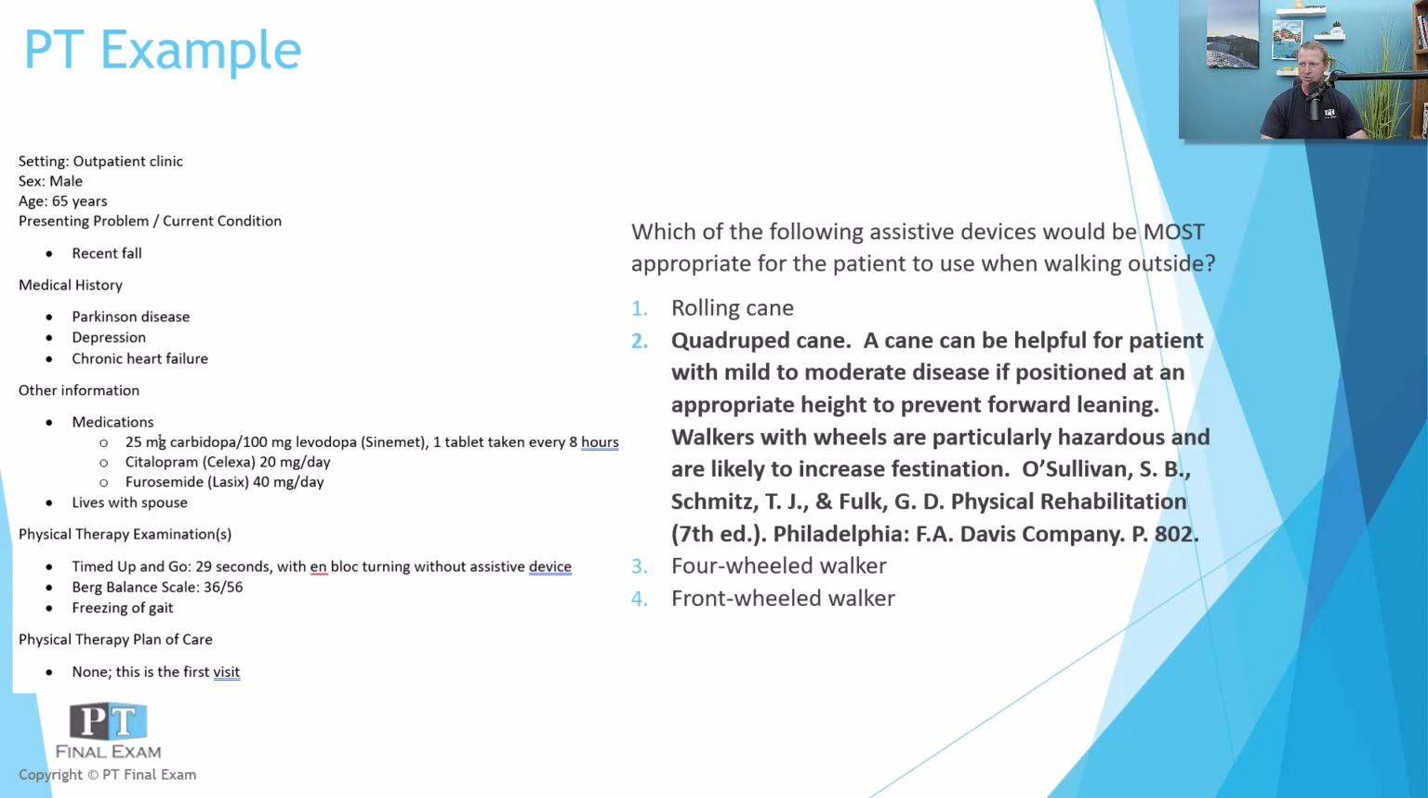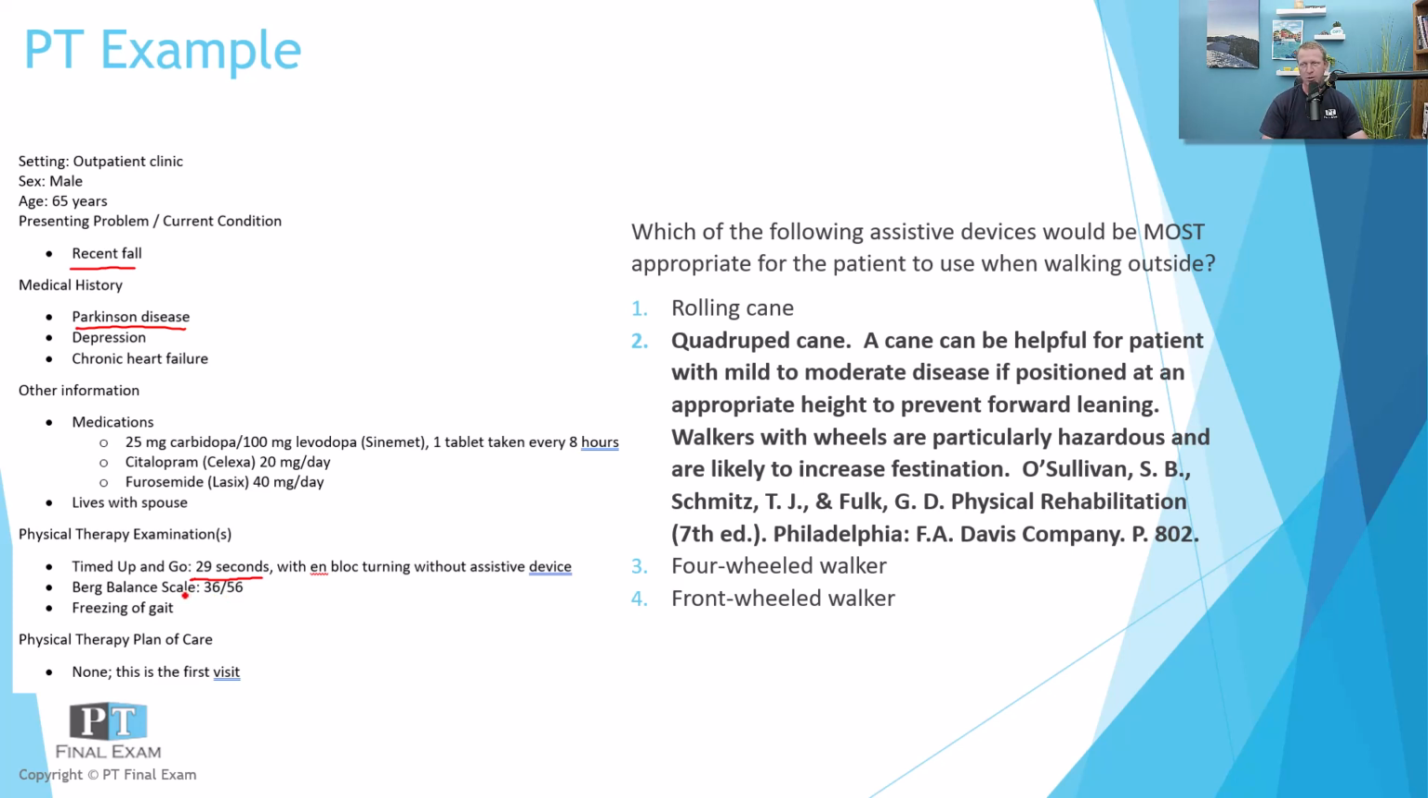Then finally, the last question here is which of the following assistive devices would be most appropriate for the patient to use when walking outside? Well, in the case of mild to moderate disease, which we see here, this person had one recent fall, they've got Parkinson's disease, and they do have a timed up and go that's a little bit slow. We would expect it to be below 10, certainly below 20. En bloc turning without assistive device, meaning that they don't twist their trunk. They're moving in a very shuffling pattern. Freezing of gait, they have a relatively low Berg balance scale. All of that tells us that we're probably in the moderate phase of Parkinson's disease.